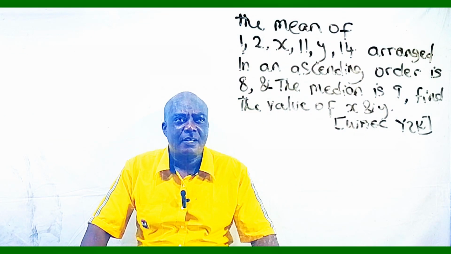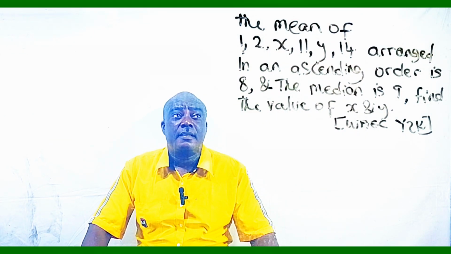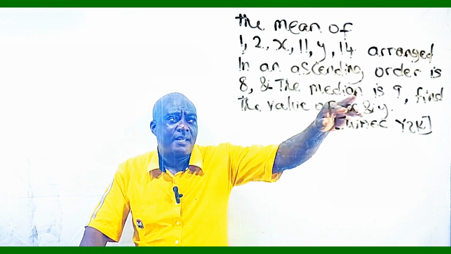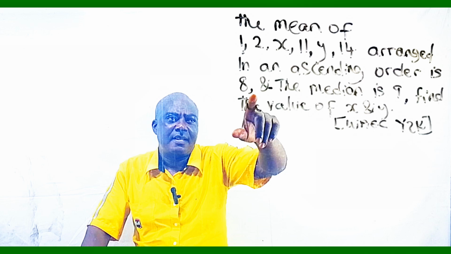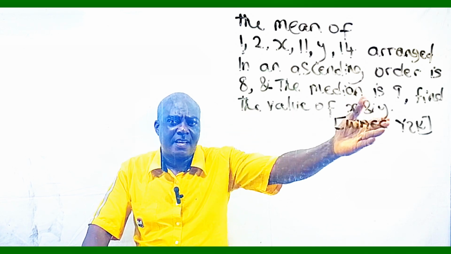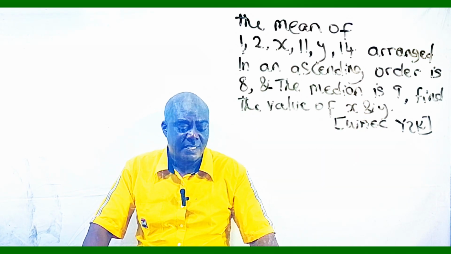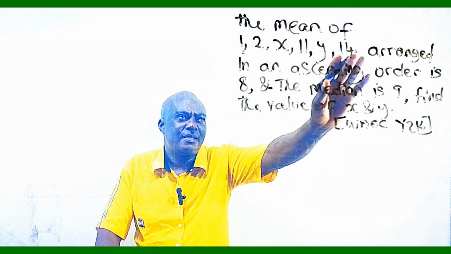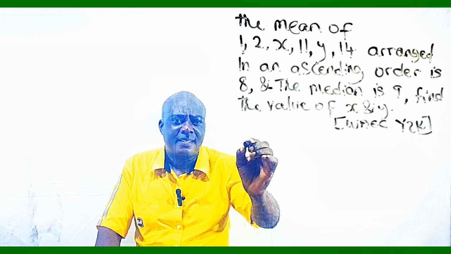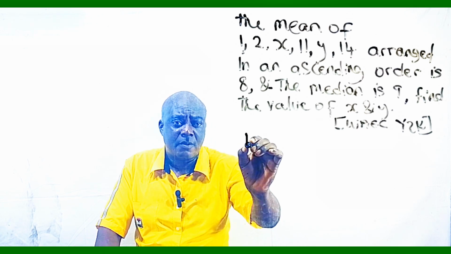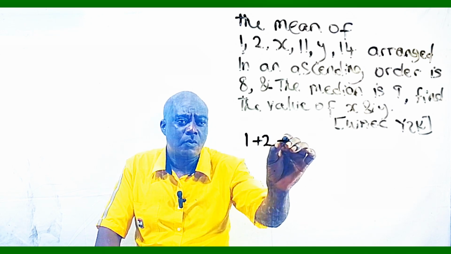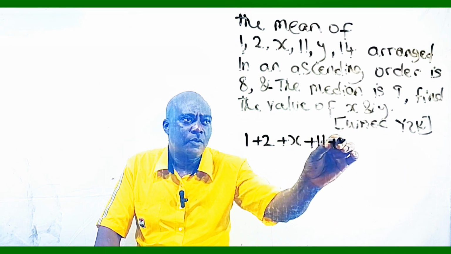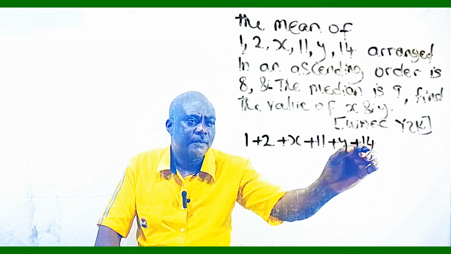The mean of 1, 2, x, 11, y, and 14 arranged in ascending order is 8, and the median is 9. Find the value of x and y. What they are saying is that this data has been arranged already. That means, according to the question, 1 plus 2 plus x plus 11 plus y plus 14.